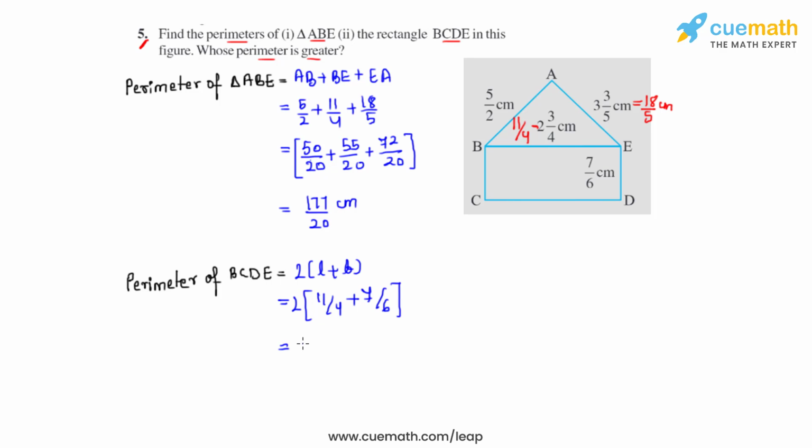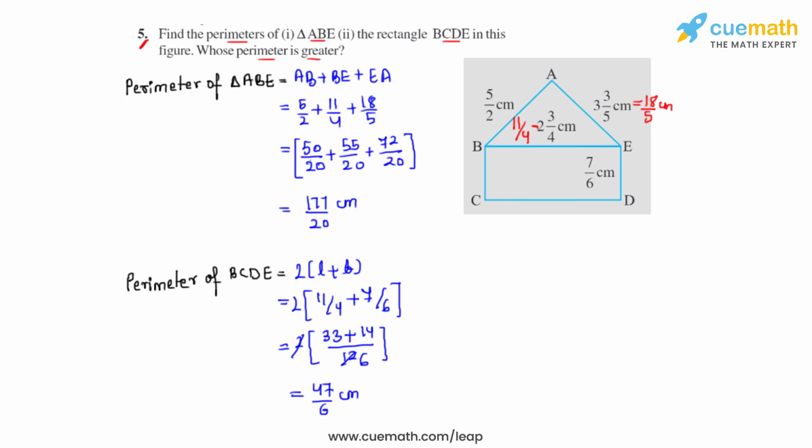So to make the denominators the same, we'll take the LCM of 4 and 6, which is 12. To make the denominator of the first fraction, 11 over 4, equal to 12, we'll multiply the numerator and denominator by 3, and so we'll get 33 by 12. And to make the denominator of 7 over 6 equal to 12, we'll multiply the numerator and denominator by 2. So that will give us 14 over 12. So we add 33 and 14 and divide by 12. So 2 ones are 2, 2 sixes are 12. And that gives us the perimeter of the rectangle BCDE as 47 over 6 centimeters.